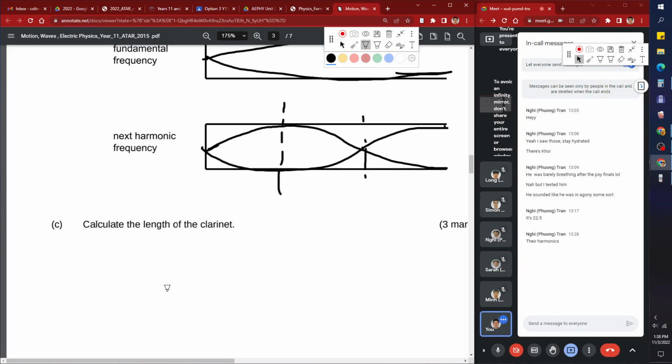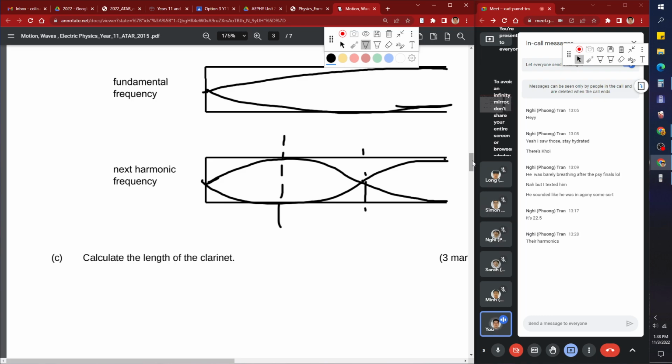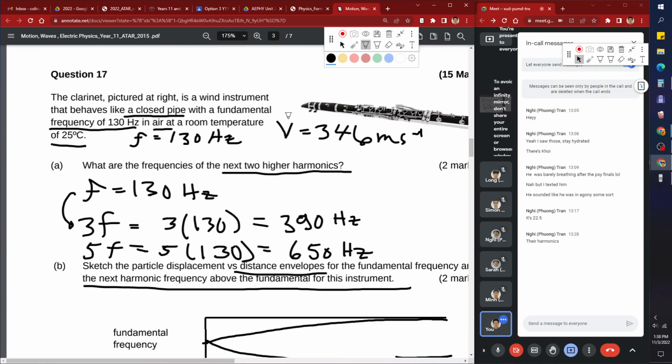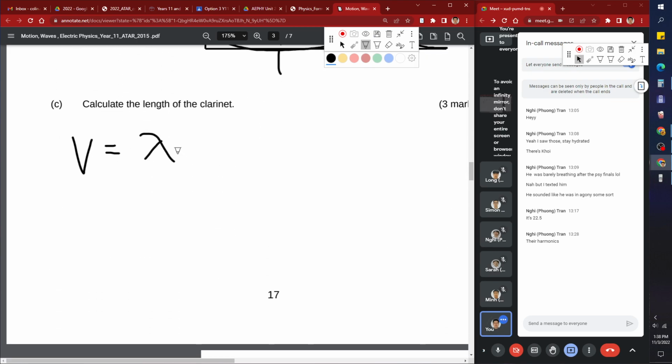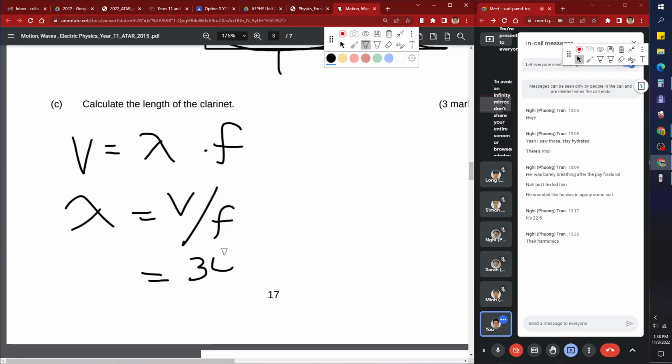How do we find that? From the information we already know, according to the question, the air in the room is 25 degrees, so we know that the sound would move at 346 meters per second. We know its fundamental frequency is 130 hertz, and we know there's a relationship between those three things. The wave equation, v equals f times wavelength. So wavelength is going to be v divided by f: 346 divided by 130 hertz equals something.